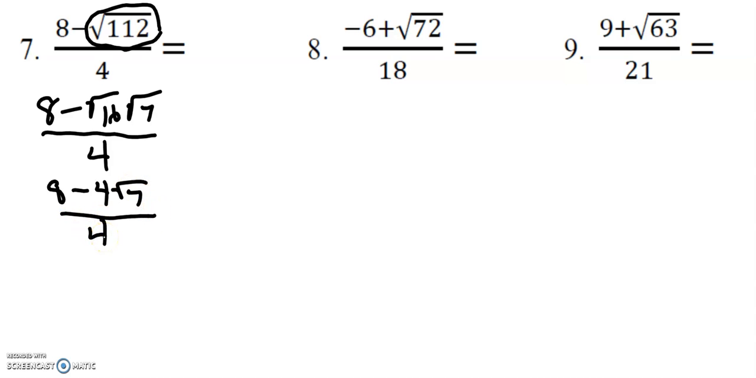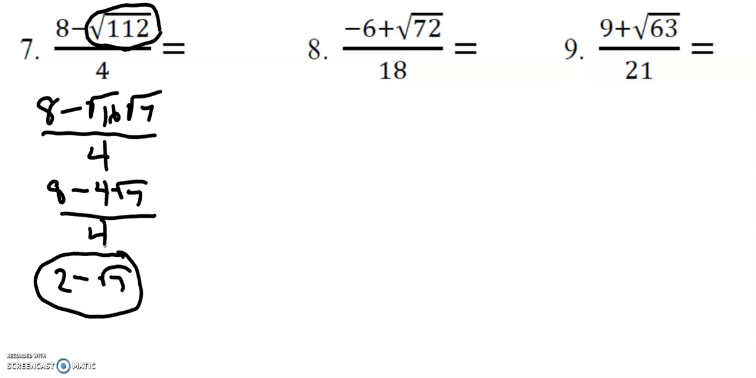And then the last thing that we did when we had a fraction is we wanted to simplify. Remember, you can only simplify if something goes into all of the parts. So when I look at that, 4 goes into both parts at the top. So if I divide them both by 4, I would get 2 minus 1 root 7. And the denominator would be 1. You never write it. So that would be the correct answer to number 7.